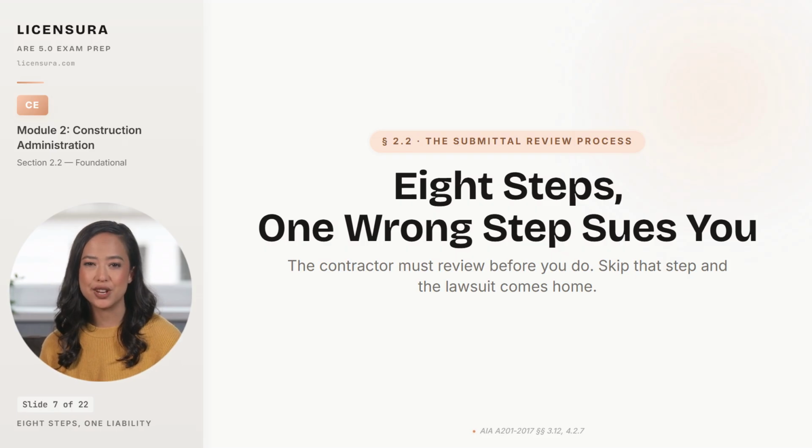Reviewing an unstamped submittal is how architects get sued for errors that belong to the contractor, because the contractor's lawyer will argue that the architect's review substituted for the contractor's review.